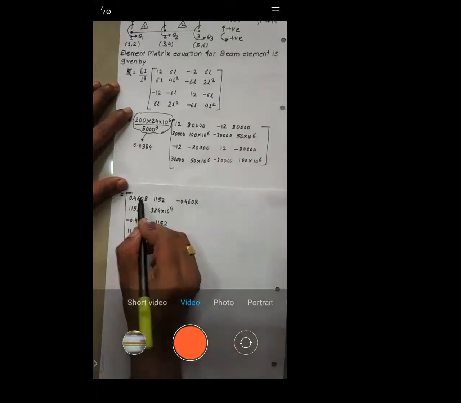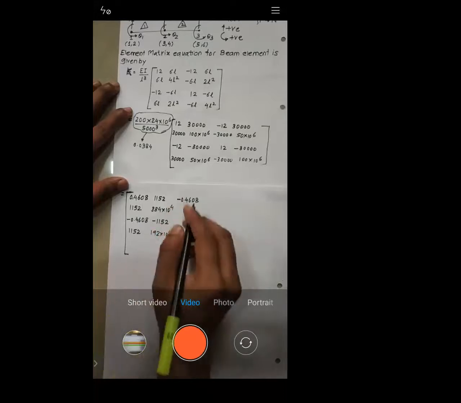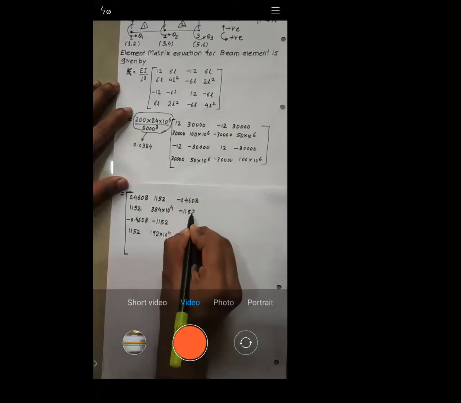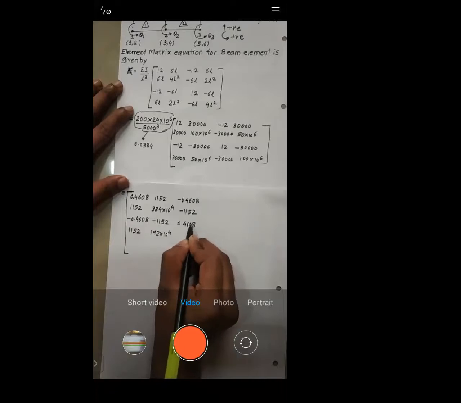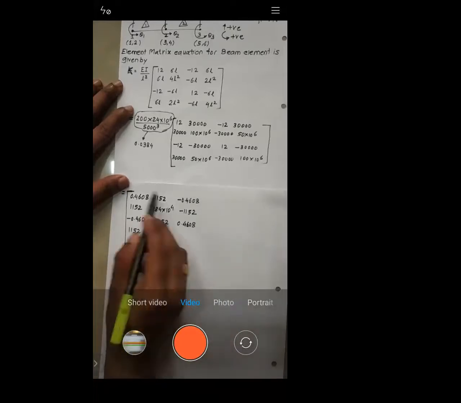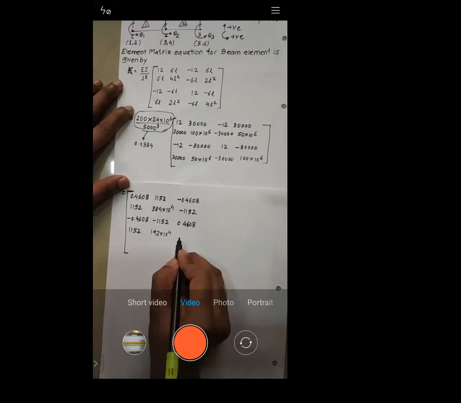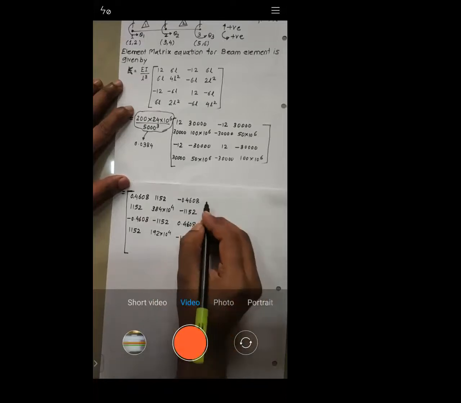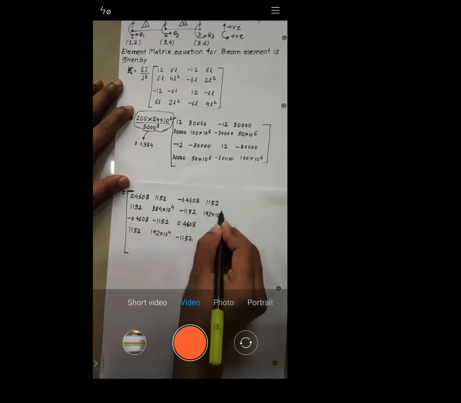See here it is 12. Here it is minus 12. So I'm just giving minus sign. Then same value is here but with negative sign. So minus 11.52. Then here it is again 12, so I'll write down 0.4608. Try to understand. You need to do the calculation only for some terms. And this is minus 11.5. Right. Next 30,000 is 1152. 192 into 4.